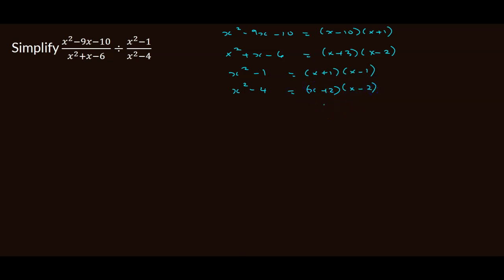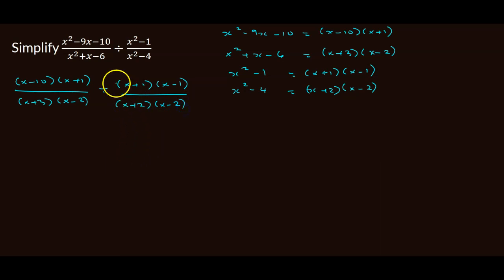So what I'm going to do here is create another layer in between, and I'll show you exactly what I'm talking about. We're going to replace everything exactly the way it is. So we have x minus 10, x plus 1 over x plus 3, x minus 2. I'm going to leave the division symbol. This is what I mean by adding an additional layer. So this is going to be x plus 1, x minus 1 over x plus 2, x minus 2.